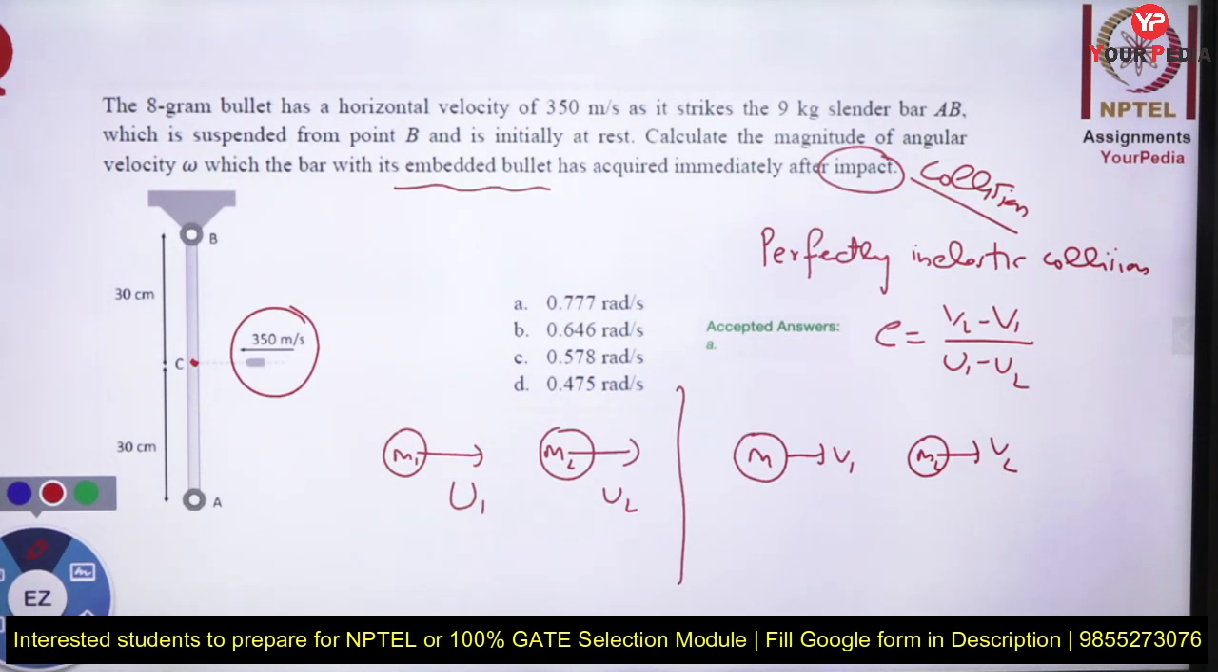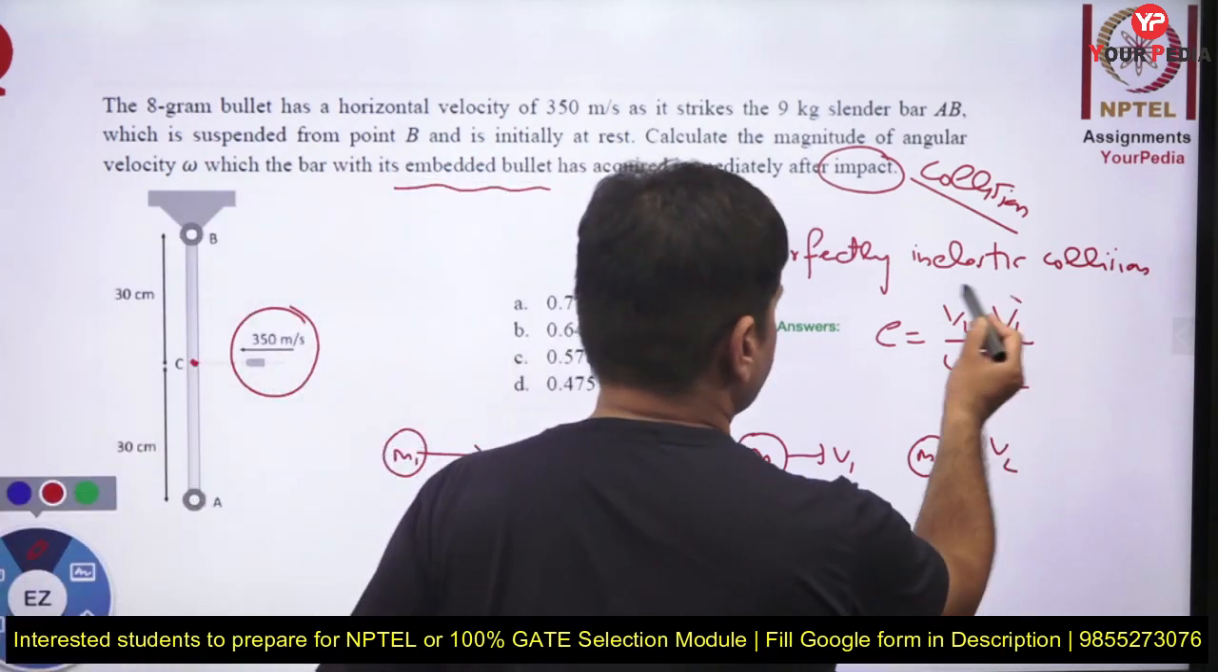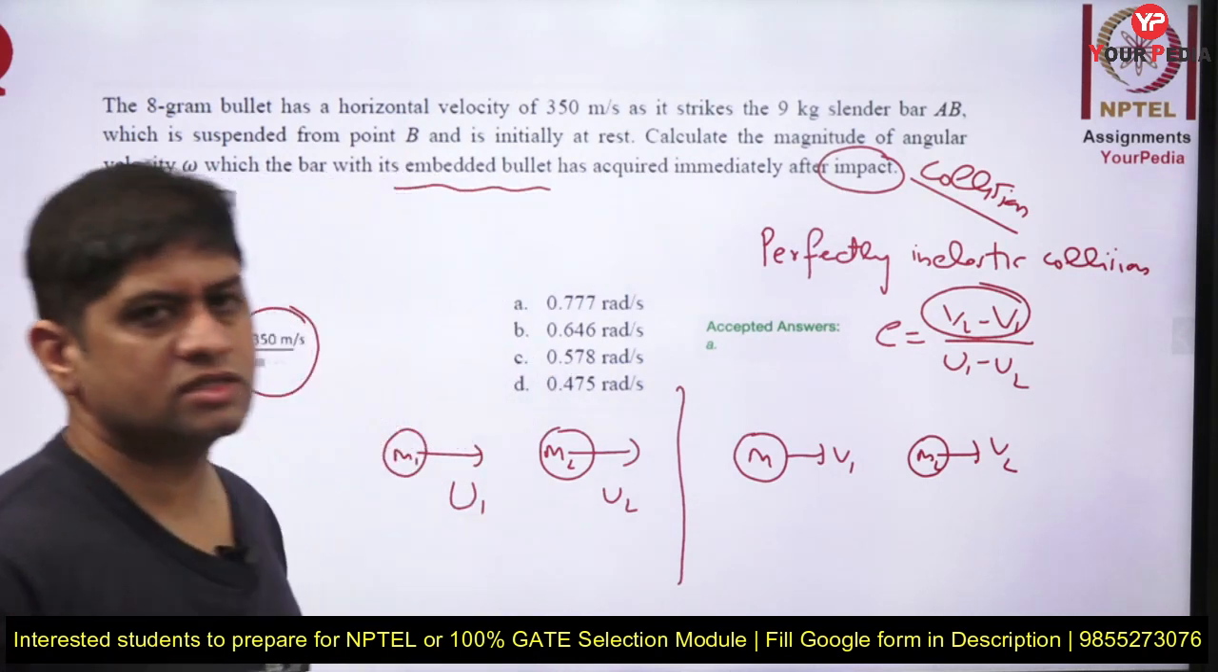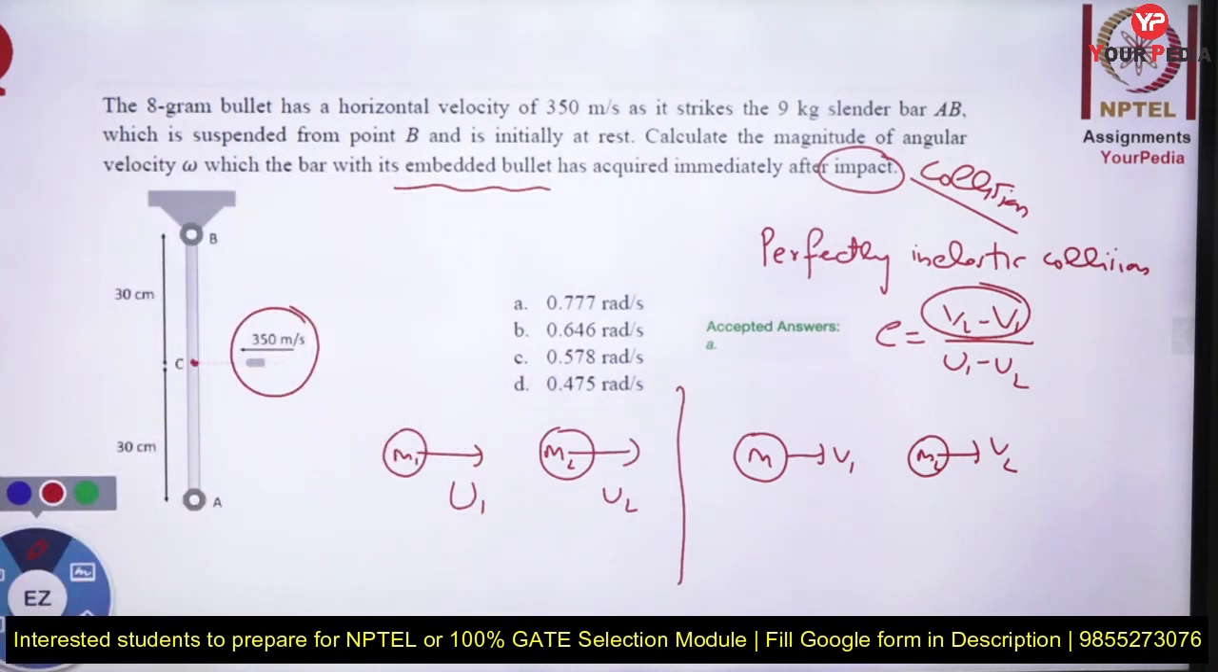The perfectly inelastic collision is that in which the value of coefficient of restitution is 0. That means both the bodies start moving with the same velocity. That means both bodies will stick together or the bullet will get embedded in the body. So this is a body in which the bullet will get embedded, that is the meaning of it.